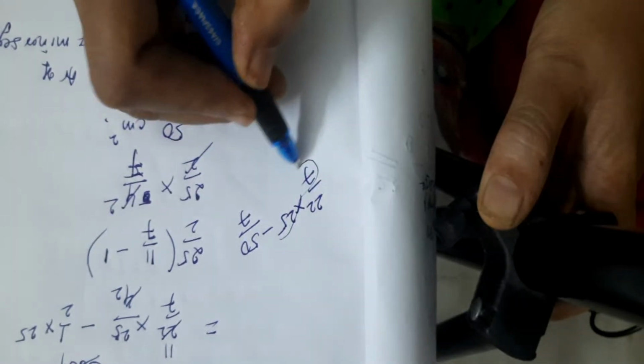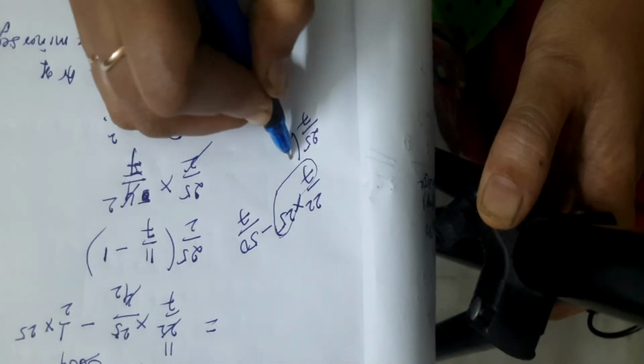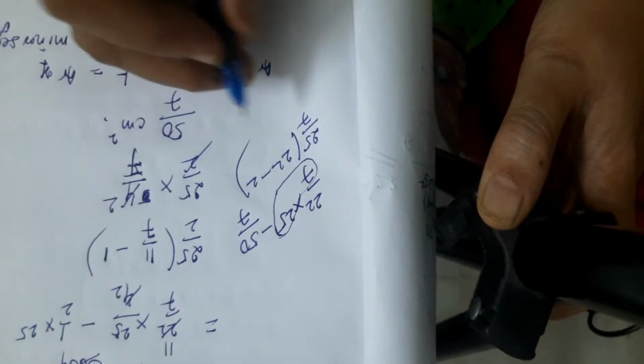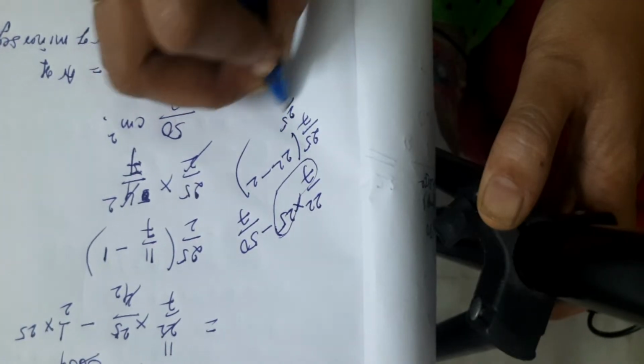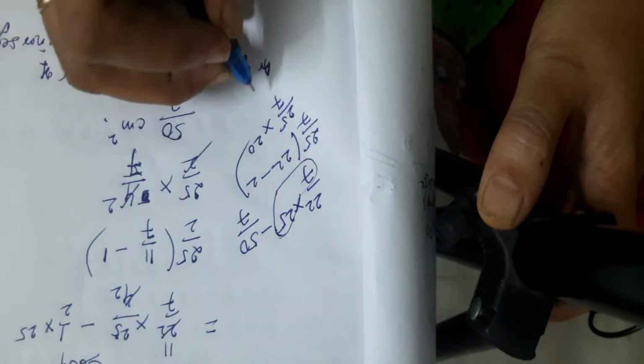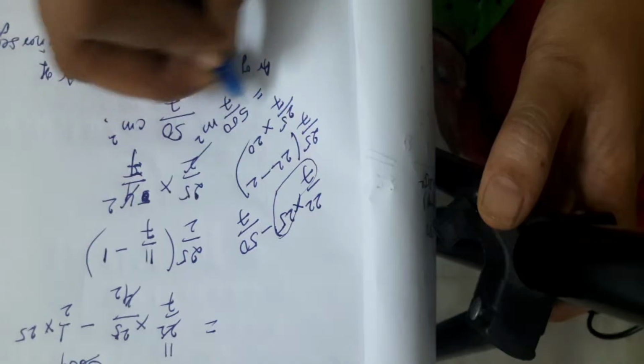Again we can take 25 upon 7 common, so 25 by 7 is taken common, so it's 22 minus 2, as 5 2s are 25. So the final answer is 25 upon 7 multiplied by 20. Thus it is 500 upon 7 meter square. So that's the final answer.